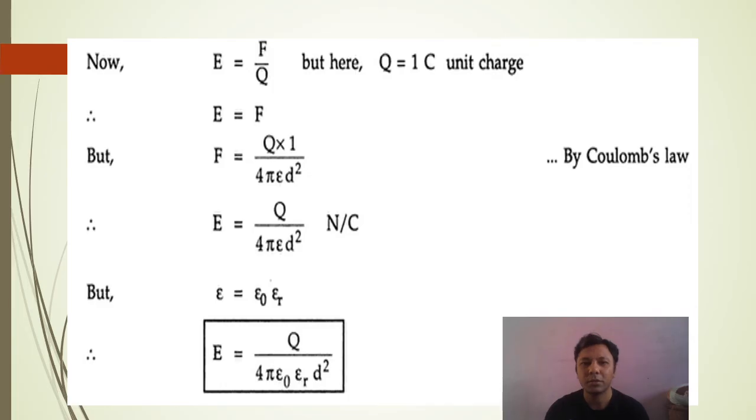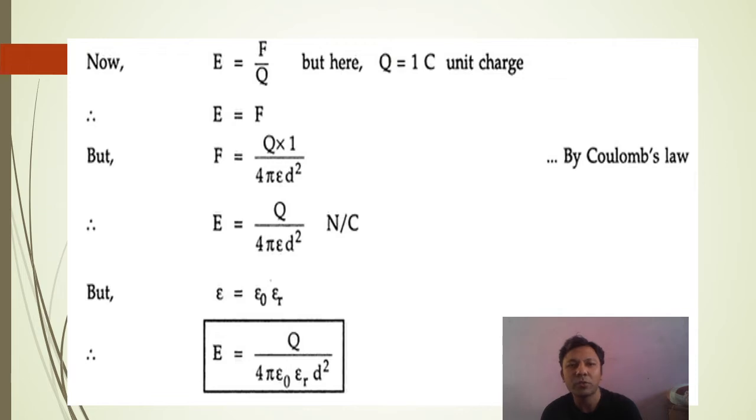We can explain it using a mathematical equation. Here it is E equals F divided by Q. Q is the unit charge. If I say Q equals unit charge, then E equals F, and we know that using Coulomb's law, F equals Q divided by 4 pi epsilon d square. So put that equation in E.